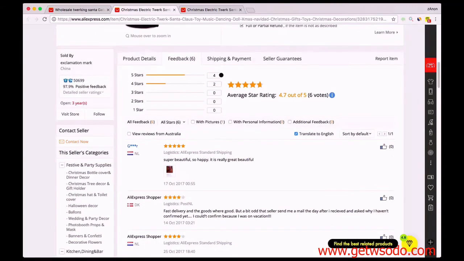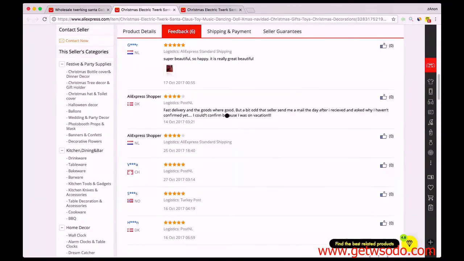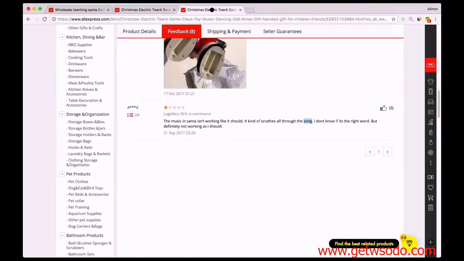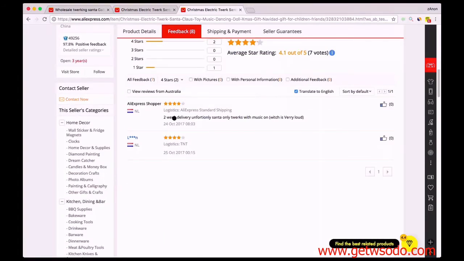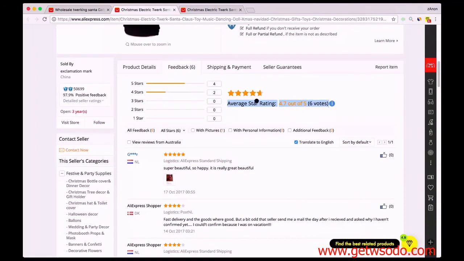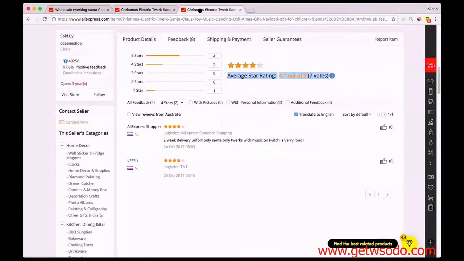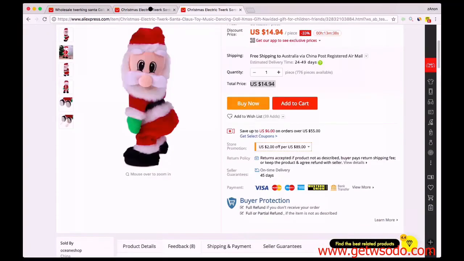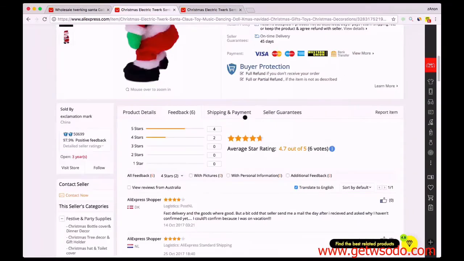Here, if you look, they don't have any 1-star reviews. I just want to go back and check what comments are left for these 4 stars. Works with music on, which is very loud. So just based on these reviews, there's only been 7 versus 6, but I'm going to go with this supplier just because there's been no negative reviews. Even if, oh yeah, it's 2 cents cheaper. I mean, it doesn't really matter. That's nothing.